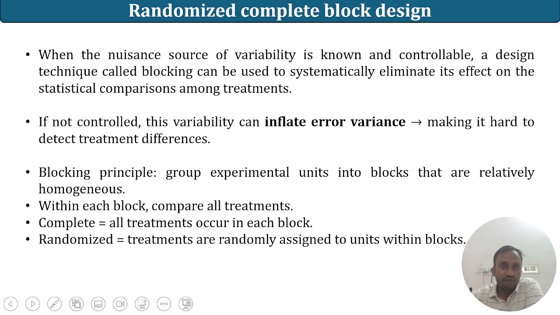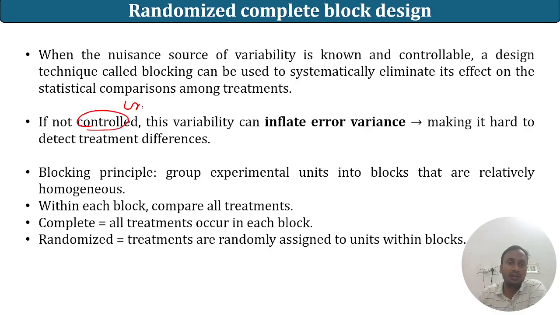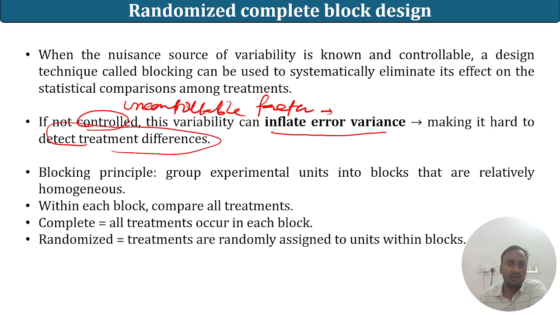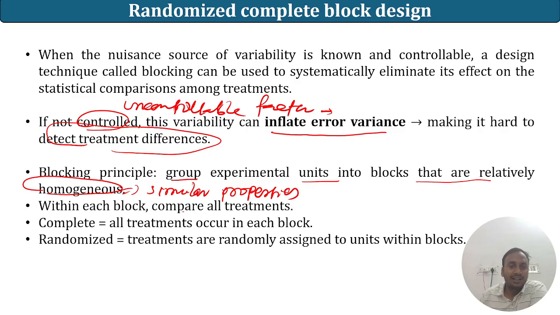If we do not control the uncontrollable factor, it inflates the error variance, and then we can't see the difference in the treatments. The blocking principle is to group experimental units into blocks that are relatively homogeneous. Homogeneous means similar properties. Within each block, compare all treatments. Completeness means all treatments occur in each block.